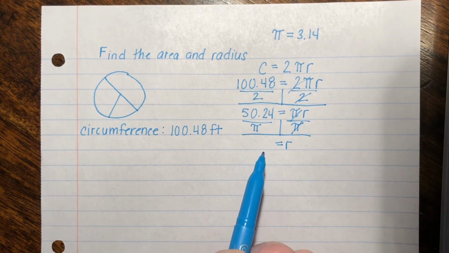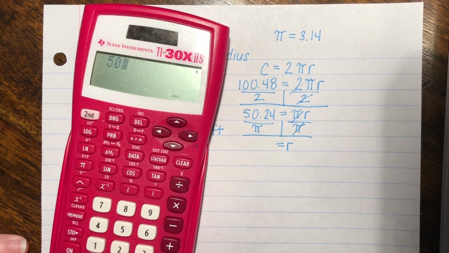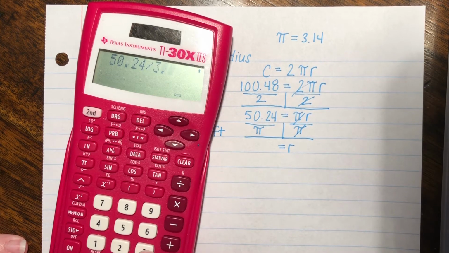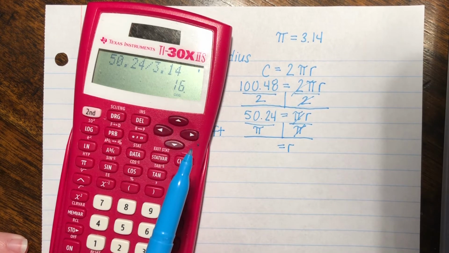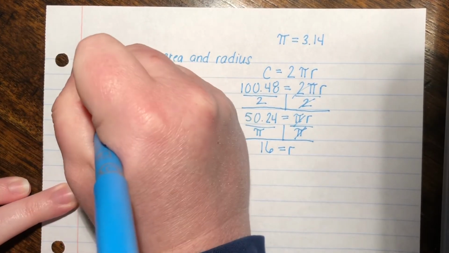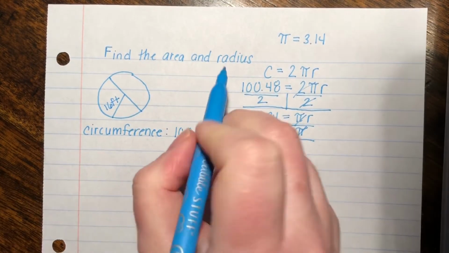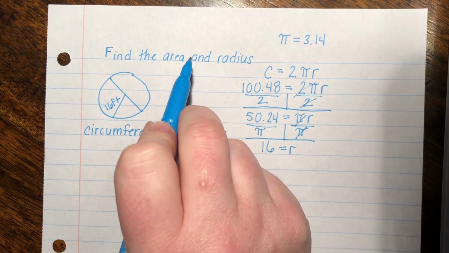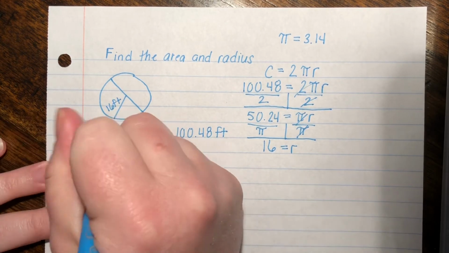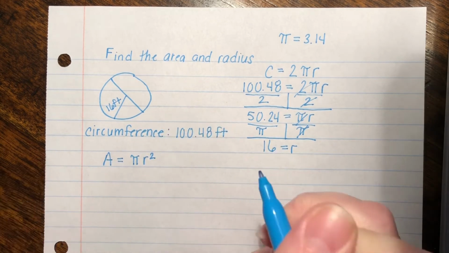Now I'm going to calculate 50.24 divided by pi. For pi, we're going to use 3 and 14 hundredths. And we're going to get 16. So our radius for this circle is going to be 16 feet. But it didn't want to know just the radius. It also wanted to know the area. So let's plug in the formula for area of a circle. Area equals pi r squared.